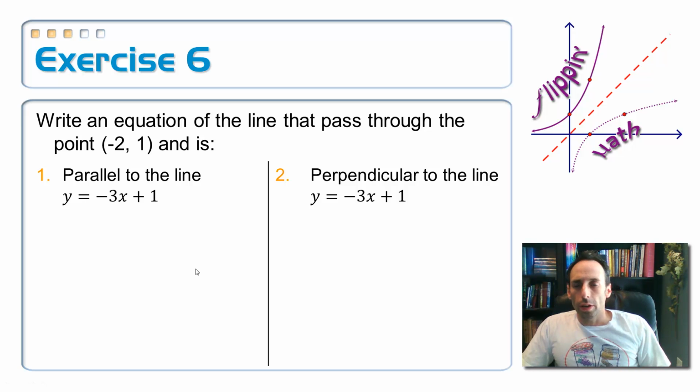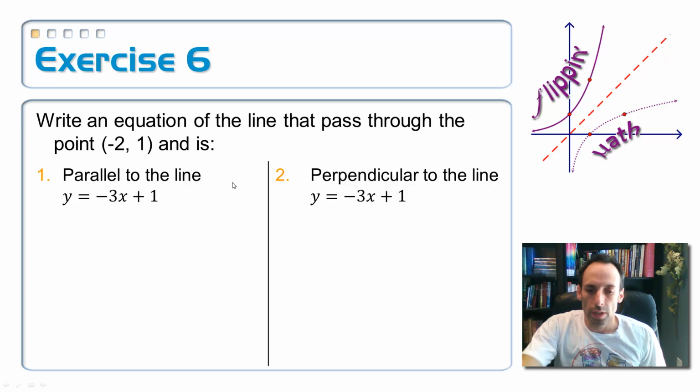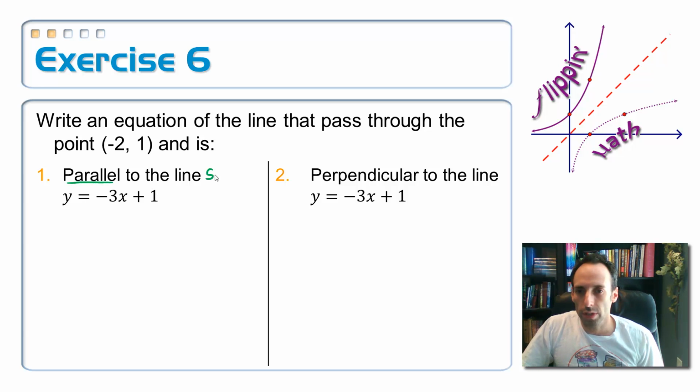Parallel and perpendicular lines. Write an equation of the line that passes through the point (-2, 1) and is, the first one, parallel to this line, and the second one, perpendicular to this line. Since we're talking about parallel, that's the same slope as the one that I'm given, in this case, -3.